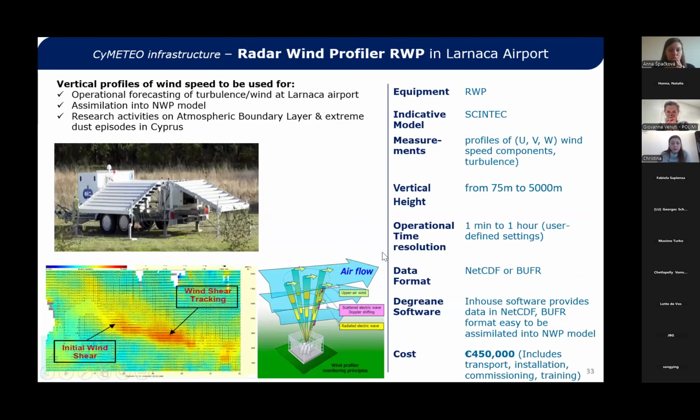The radar wind profiler, for which we are also now in the tendering process, will give accurate wind profiles and also the wind shear in real time, which is very useful for Larnaca Airport and for nowcasting and for the Met Service, but it will also be used for research by our group to study the boundary layer and also dust and severe storm events.